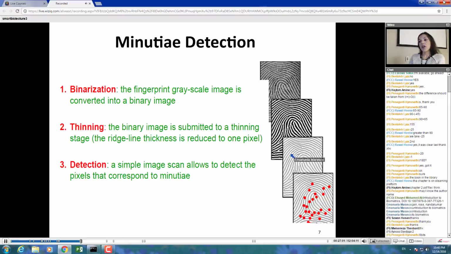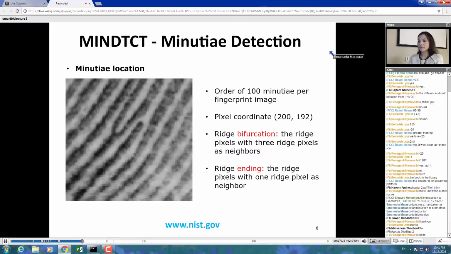And then the detection is a simple scan of the image, where we understand which pixel corresponds to a minutia. Of course, where we have just one black pixel as a neighbor, we have a ridge ending. If we have a bifurcation, then 3 black pixels would be neighbors. This was the criteria that we discussed, right? It is also ridge bifurcation. You can see here one more time the ridge and minutia location.